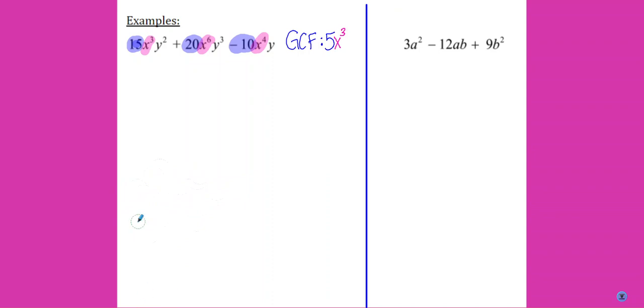We'll use a similar idea with the y's. This one has 2 y's being multiplied, 3 y's being multiplied, and 1 y being multiplied. So this only has 1 y that it can give. Both of these can also give 1 y. So we just put a single y in our GCF.